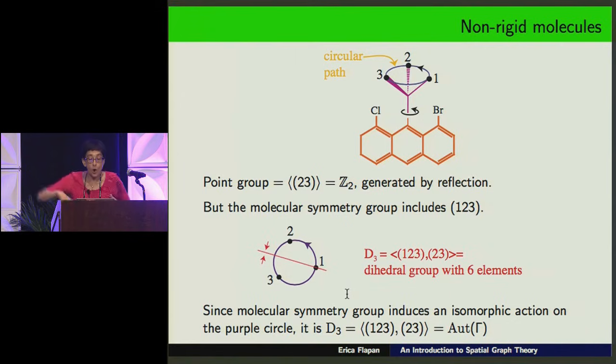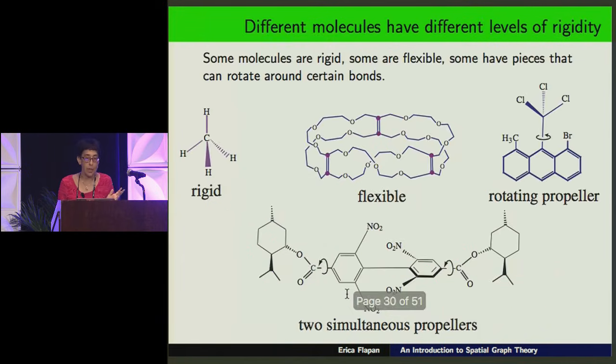And because all of the symmetries can be seen on the circle at the top, every symmetry you can think of in terms of what it does on the top. So here's an example where the molecular symmetry group is actually equal to the automorphism group, whereas the point group is strictly smaller. So these things are not the same in general.